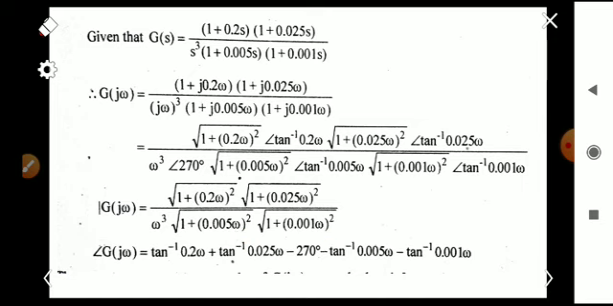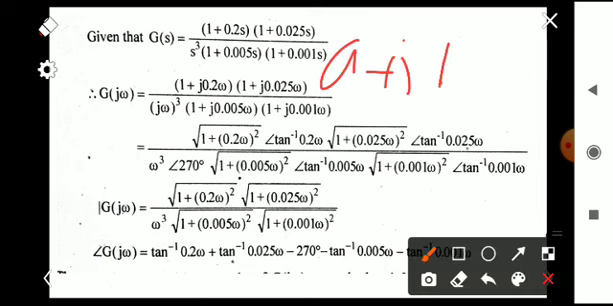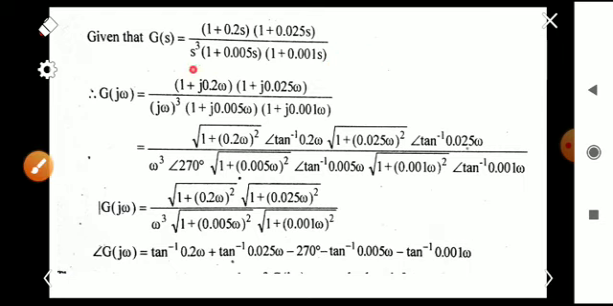After that we have to find the angle of G(j omega). Using the a plus jb form, the angle is tan inverse b by a. The numerator terms are first order, so the phase angle is tan inverse 0.2 omega plus tan inverse 0.025 omega. The other terms are in the denominator, so we use negative signs: minus 270 degrees for omega cube, minus tan inverse 0.005 omega, and minus tan inverse 0.001 omega. So this is the magnitude and phase angle.